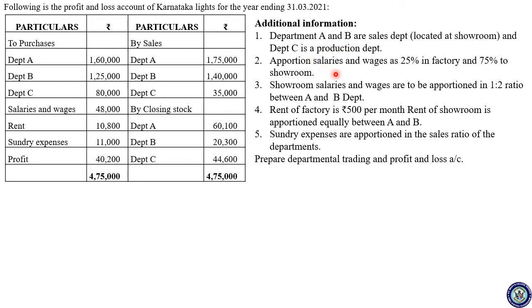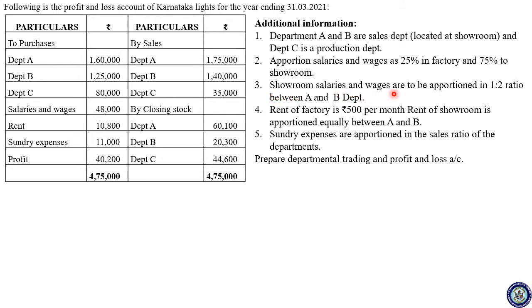Second one, apportion salaries and wages as 25% in factory. Now, which is the department belonging to the factory? That is department C. The total salary is 48,000. Out of this 48,000, 25% is incurred in the factory, so 25% is to be recorded in department C. Why? Because department C is the only department connected with production. 25% in factory, and the remaining 75% goes to the showroom. Showroom means it belongs to A and B. Now what is the ratio? See the third point.